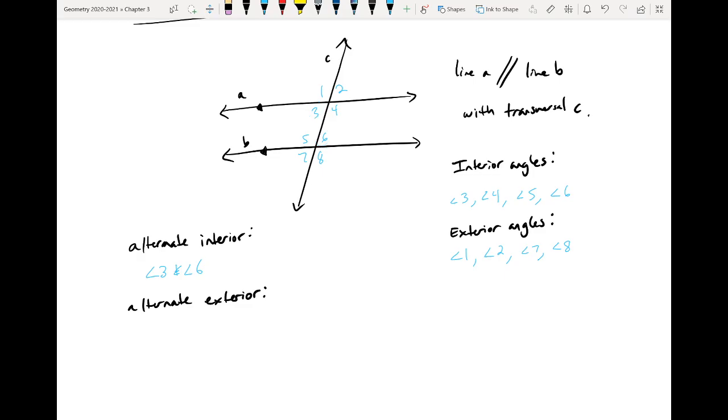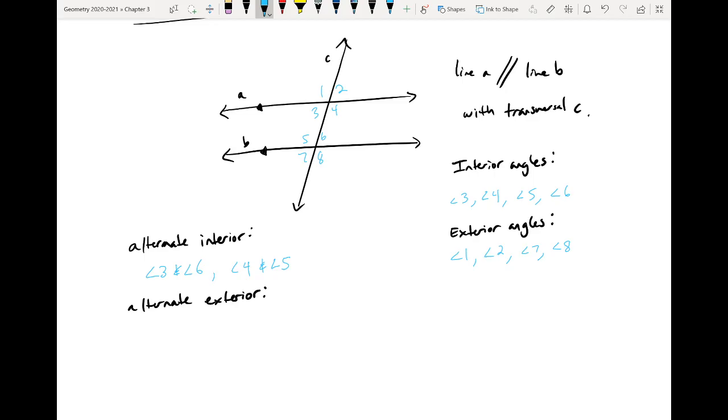Let's see if I can erase this without... There we go. So 3 and 6 are alternate interior. And of course, the other two that are going to be paired up as alternate interior are going to be angles 4 and 5, right?